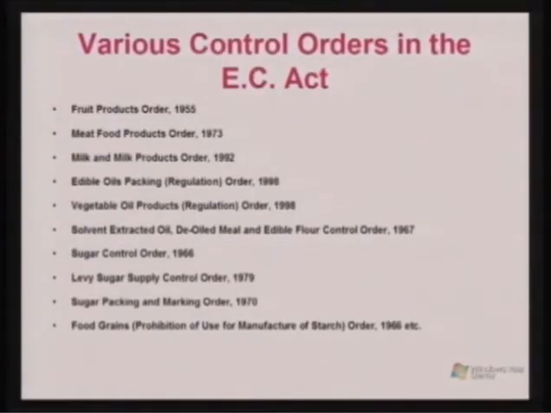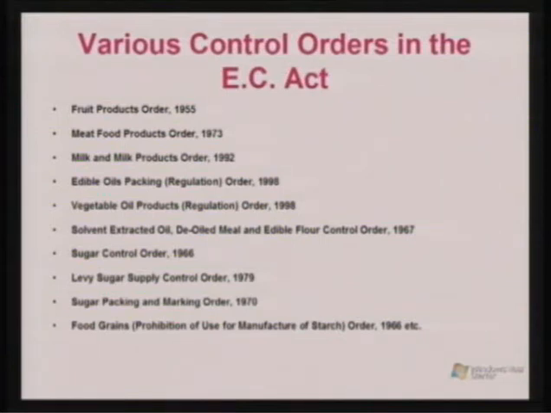Some of the control orders related to food products which are enacted or promulgated under the Essential Commodities Act are the Fruit Product Order 1955, Meat Food Products Order 1973, Milk and Milk Products Order 1992, Edible Oil Packing Regulation Order 1998, Vegetable Oil Products Regulation Order 1998, Solvent Extracted Oil, De-Oiled Meal and Edible Flour Control Order 1967, Sugar Control Order 1966, Levy Sugar Control Order 1979, Sugar Packing and Marking Order 1970, Foodgrains Prohibition of Use and Manufacture of Starch Order 1966.